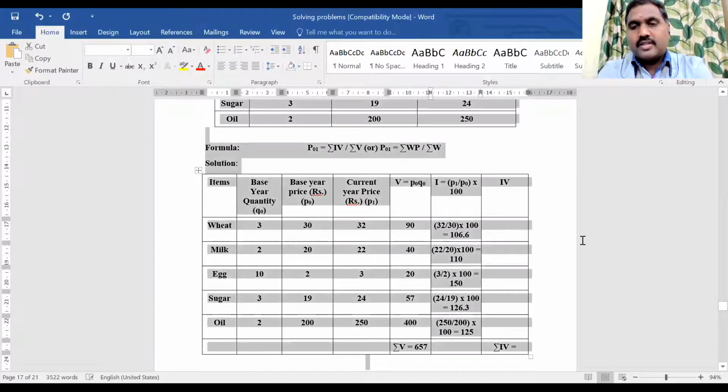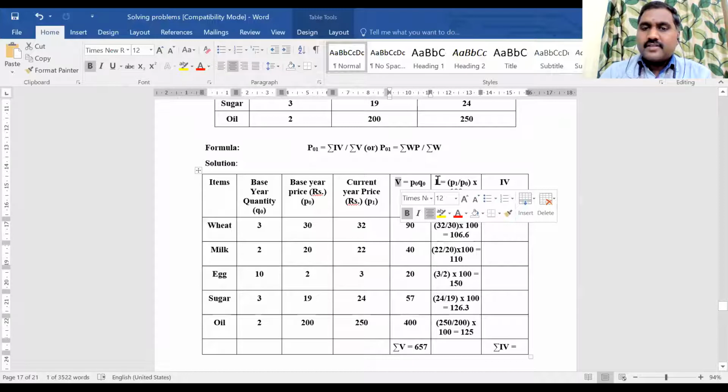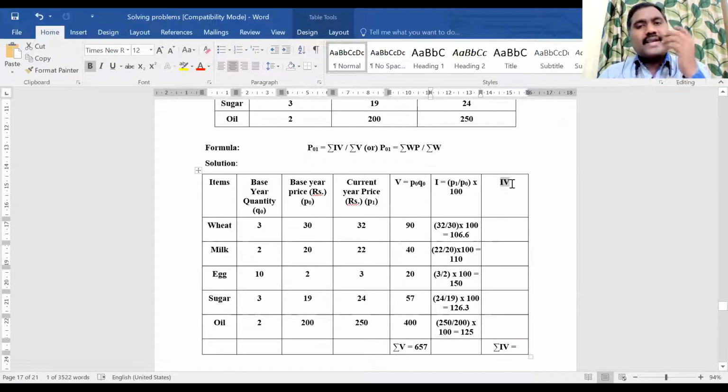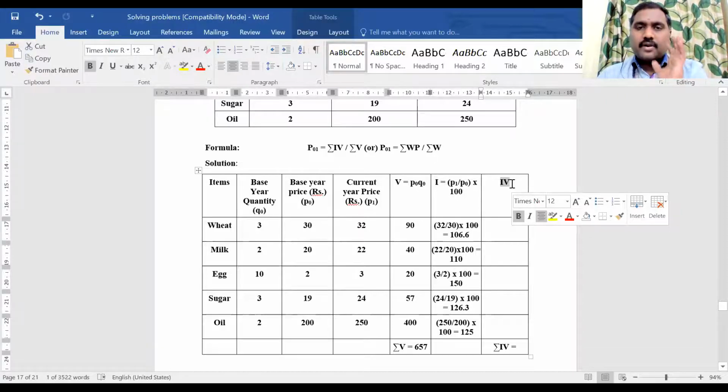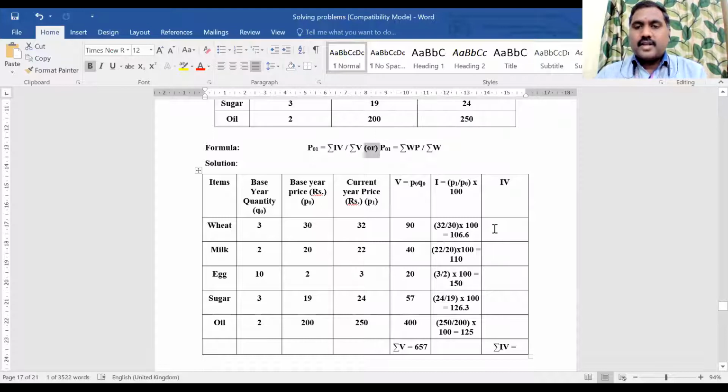Okay, so we got the I value. We can say it is also called as a P value. Okay, and the formula, since we know I and V, we can calculate IV, right? Suppose if you are mentioning here, instead of V, you are mentioning W. Instead of I, you are mentioning P. Then it will be WP. You can use both the formula, no issue. That's why I mentioned here R.